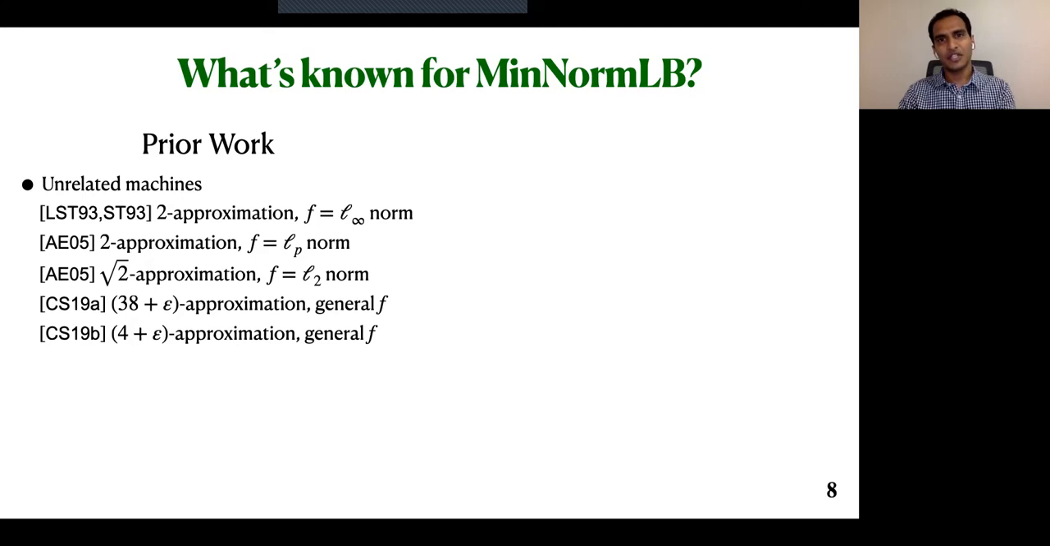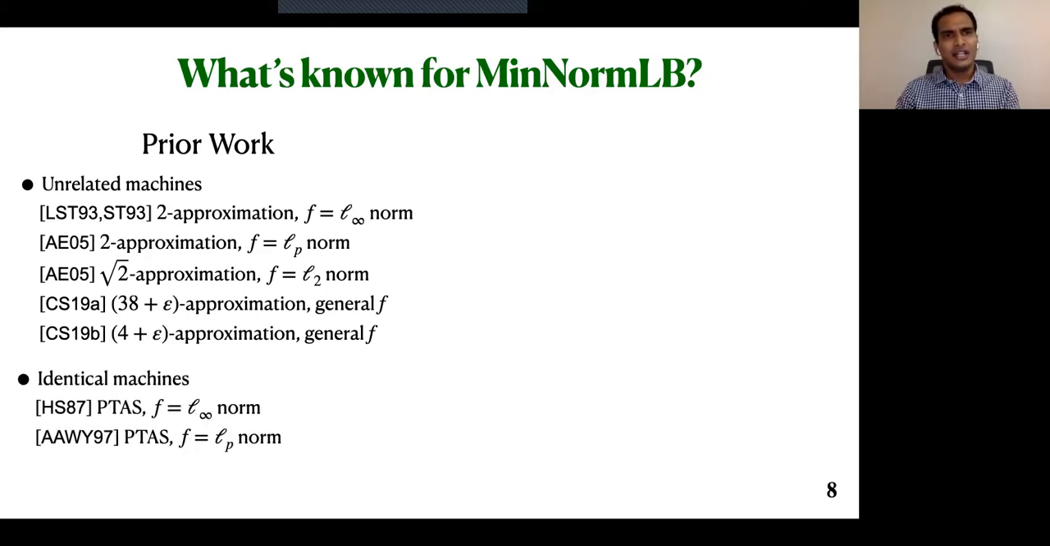Recently, Chakrabarty and Swamy gave a 38-approximation algorithm for the most general version of min norm load balancing, which they later improved to a 4-approximation algorithm via a very natural convex program. Next, for the identical machine setting, Hochbaum and Shmoys were the first to give a PTAS for makespan minimization. Later, Alon et al. extended this result to all L_p norms.